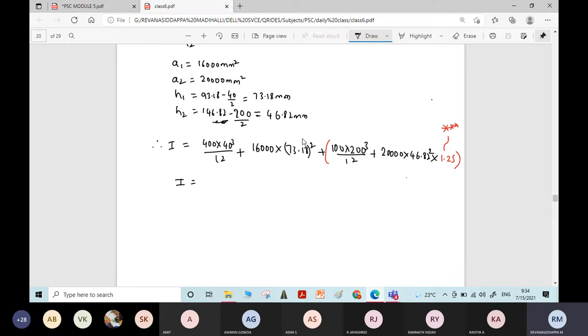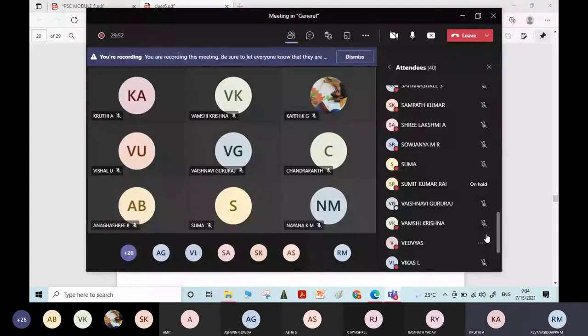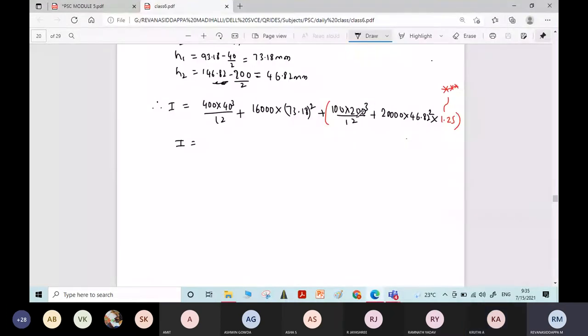Tell me the answer, students. So 2.09 × 10⁻¹. Here I got a slightly different answer, 2.26. Can you calculate once again? Yes, sir. Others, you also calculate, please. Here I got 226 × 10⁶ mm⁴.